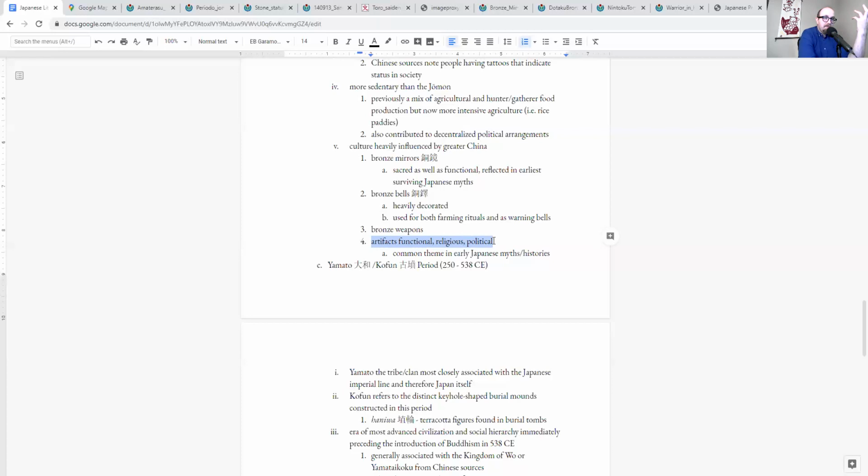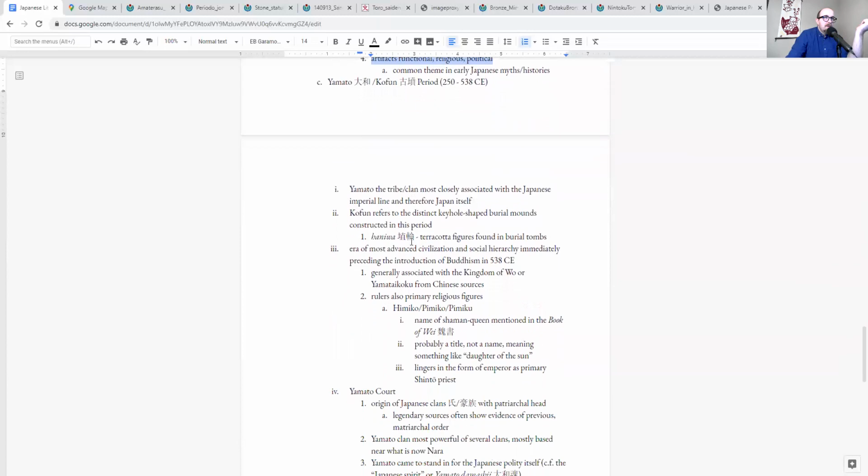Which brings us to, I'm going to use the term Kofun period. There is also this term, the Yamato period, although the Yamato period is generally considered to be broader than the Kofun period. But I want to talk about the Kofun period specifically because it brings us up into what I think is a really important transformative moment in Japanese history, and I don't want to get past that. So, as I've noted several times in the previous video, the Yamato are the clan most closely associated with the Japanese imperial line and, as a result, with Japan itself.